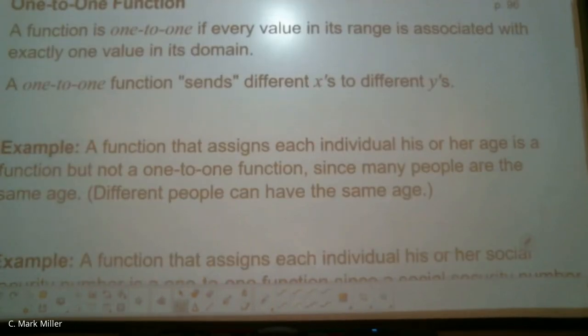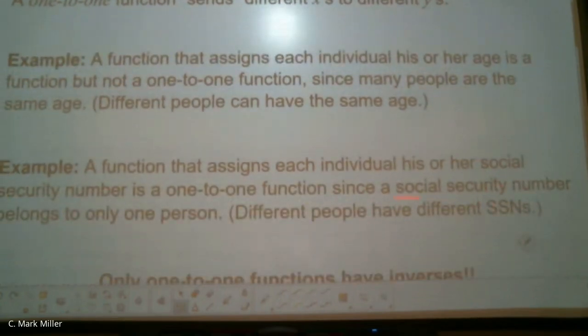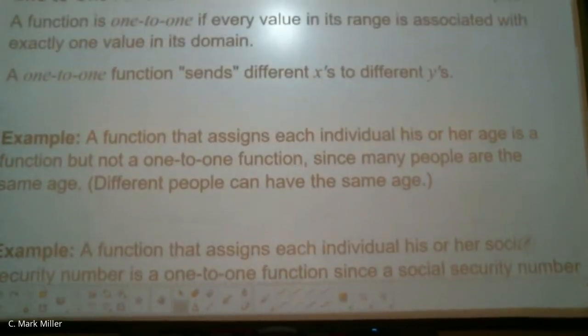One-to-one function. This is an easy concept. In fact, down here, Social Security numbers is the example I just gave you. Different people have different Social Security numbers. And different Social Security numbers are supposed to go to different people, not the same person. So a function is one-to-one if every value in its range is associated with exactly one value in its domain.